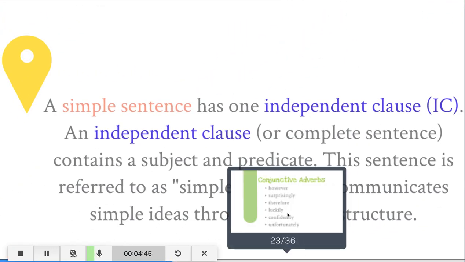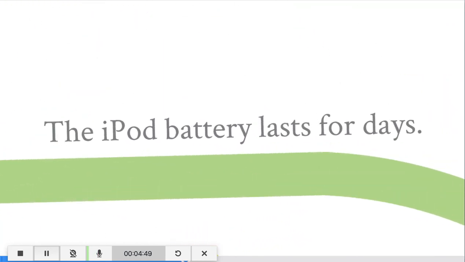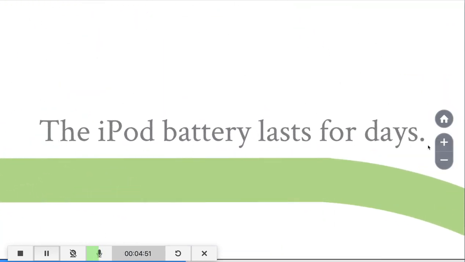Some examples of simple sentences, right, are here below. The iPod battery lasts for days. The iPod battery is the subject. Lasts for days, as you can imagine, is the predicate. It's the verb part of the sentence, right?